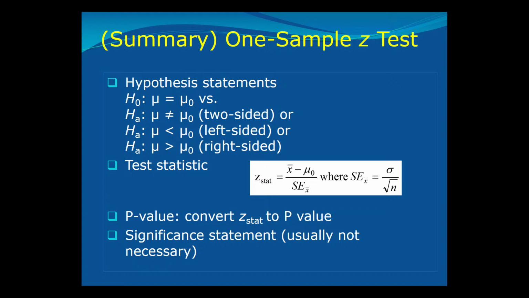Then we need to calculate the test statistic by using software, so we don't need to memorize these big formulas and understand them. With the z-statistic value, the computer also calculates the p-value. And the main thing is to interpret this p-value correctly and to make the significance statement.